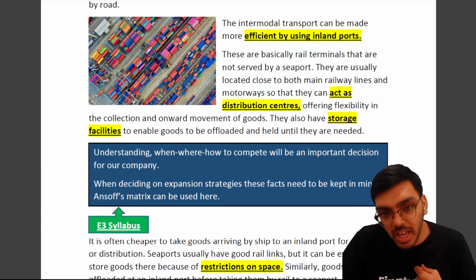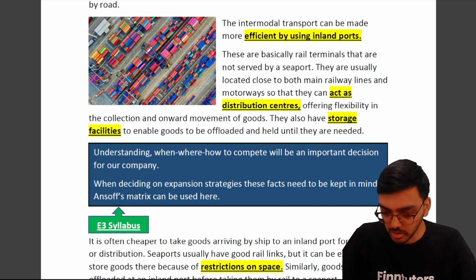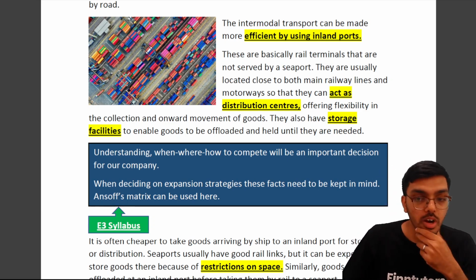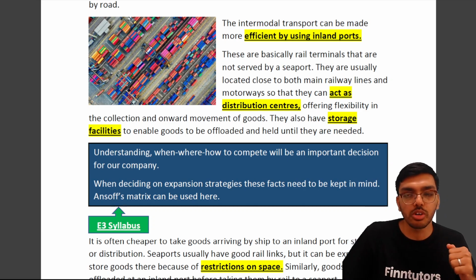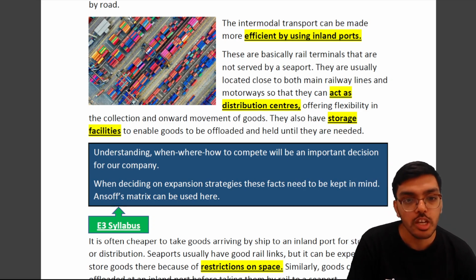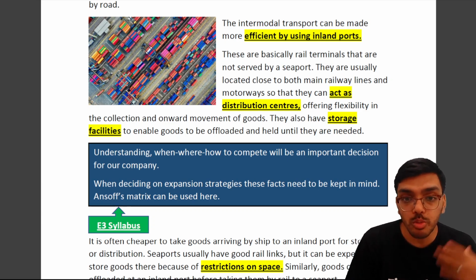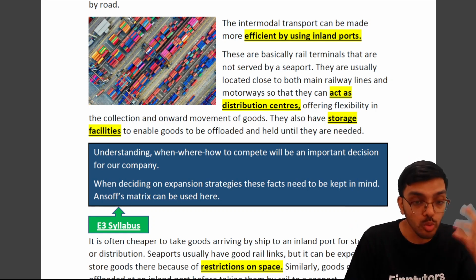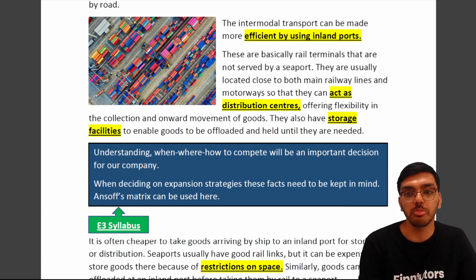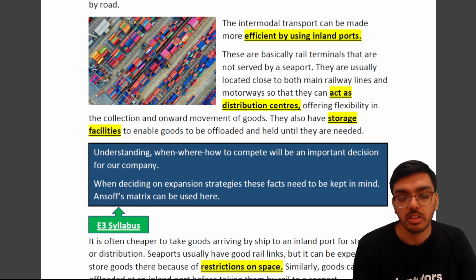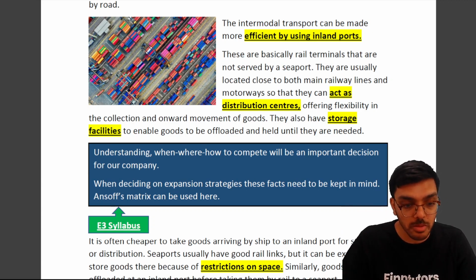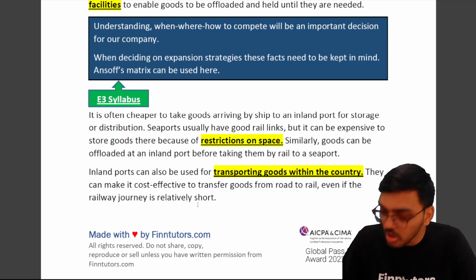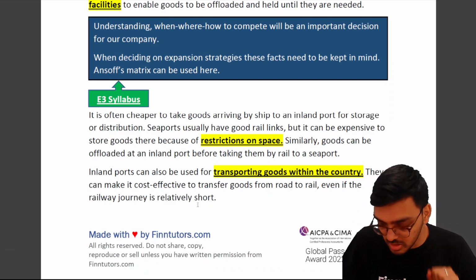So understanding when, where, how to compete will be an important decision for our company. Do I want to compete using inland ports, or do I want to compete using seaports? What kind of intermodal transport services am I offering? So when deciding on expansion strategies, how you want to compete, where you want to compete, what you want your business to be are factors that you need to keep in mind. And when I'm talking about expansion, the Ansoff matrix is the best possible model that you can use here, and this is in your E3 syllabus, an exam favorite area. It's something that often comes up in the exam, so you can revise it when you are thinking about expansion or growth strategies for our business.